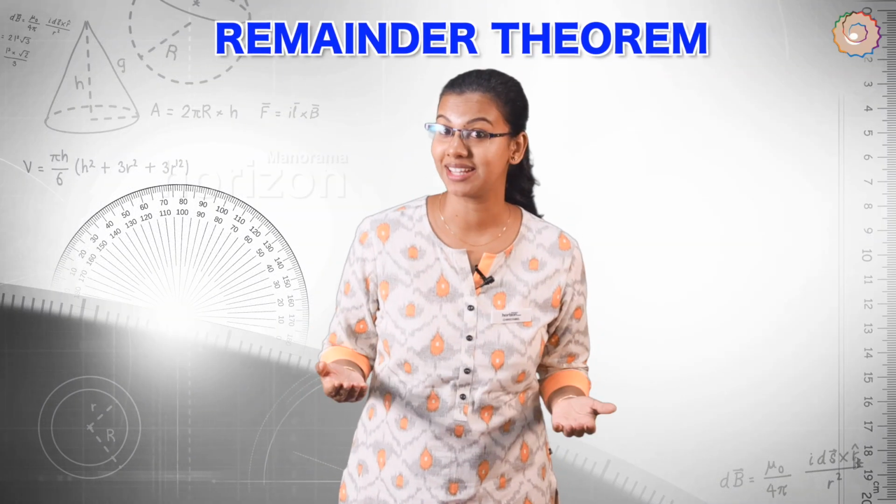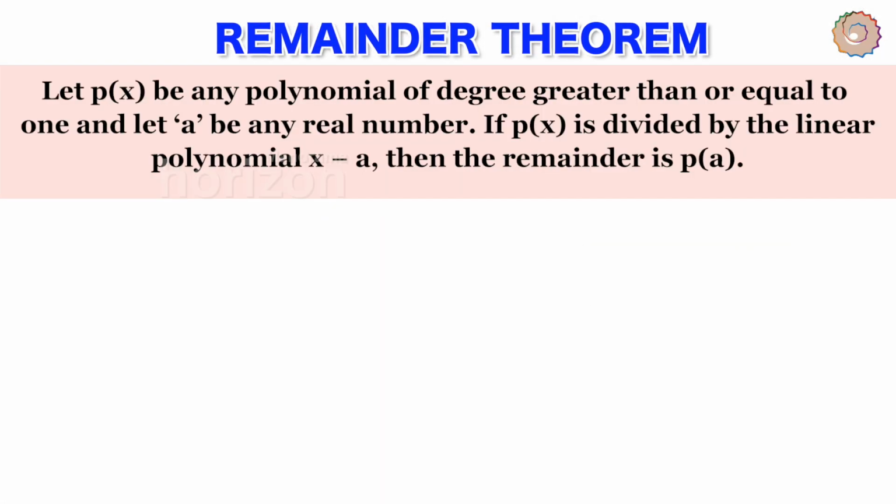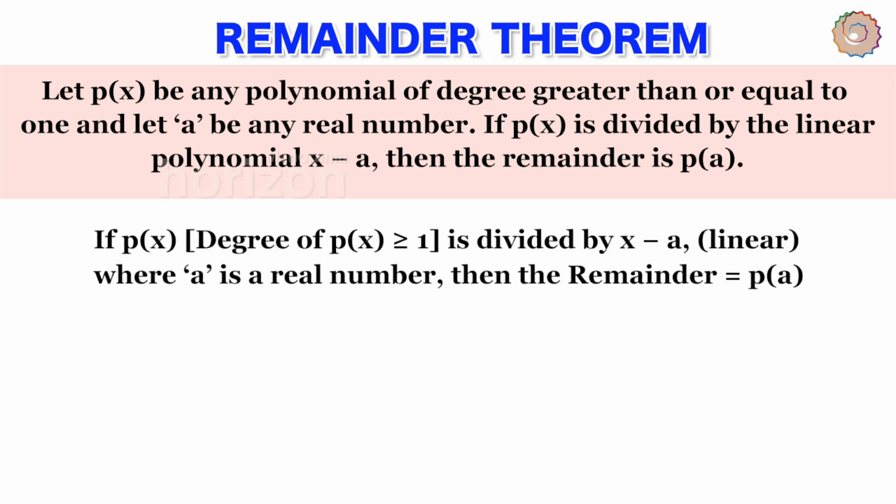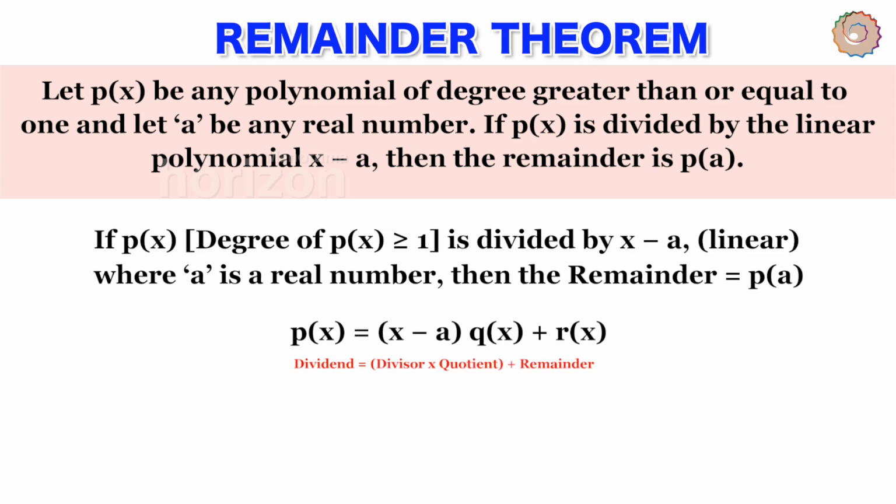The concept of the remainder theorem is: if a polynomial p of x, whose degree is greater than or equal to 1, is divided by another linear polynomial x minus a, where a is a real number, then we get a remainder of p of a. This theorem is used to find the remainder while dividing two polynomials. We can also write p of x as x minus a into q of x plus p of a, where q of x is the quotient and the remainder is p of a.